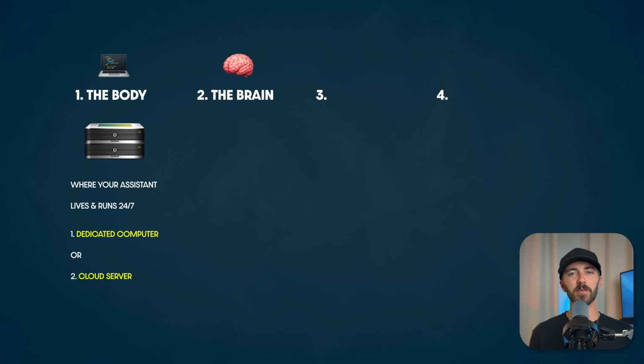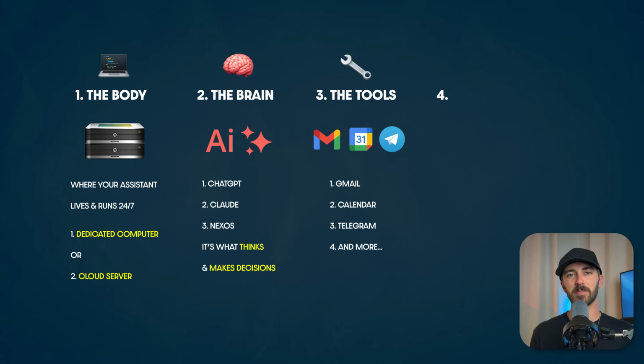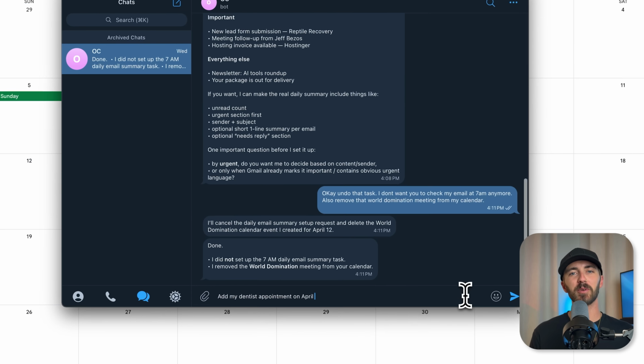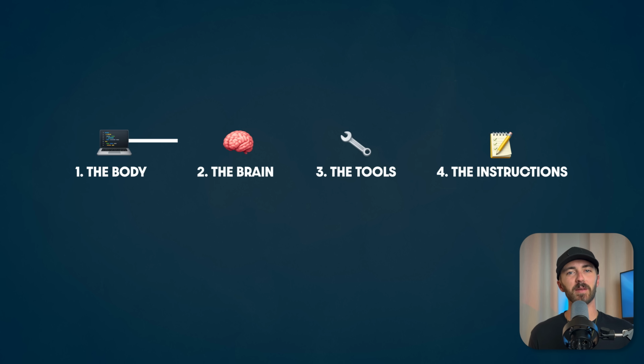The second part is the brain. This is just the AI, like ChatGPT or Claude. It's what thinks and makes decisions. And the third part is the tools. This is things like Gmail, Calendar, or Telegram. These are just the tools that OpenClaw uses to actually do things for you. And the last part is the instructions. This is what you actually tell it to do. And this is what we're going to be using Telegram for. It's the easiest chat to integrate with OpenClaw and allows you to communicate with it just like a real assistant or any other AI. So you're just connecting the body, brain, tools, and instructions.